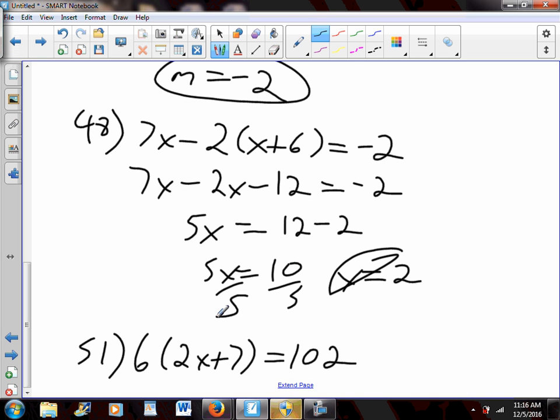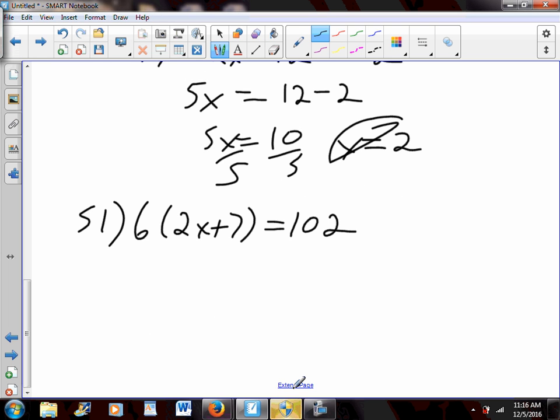Now, let's go ahead and go to number 48. Number 48, I would encourage you to do this. You could multiply 6 times both terms inside the parentheses, just like we did before. And that's going to give you 12x. 6 times 7 is 42. Equals 102. Subtract 42 from both sides, then divide by 12.